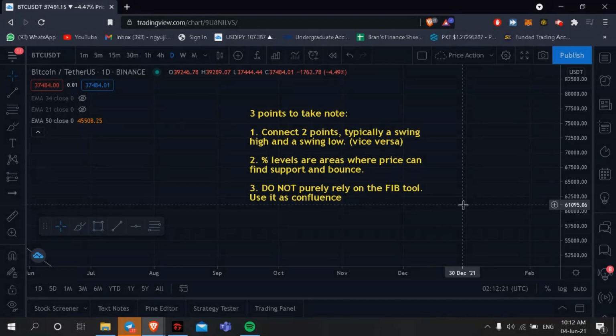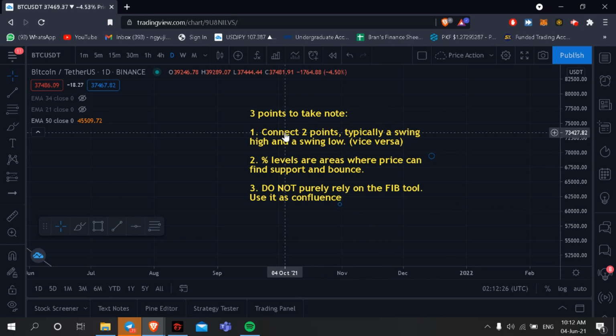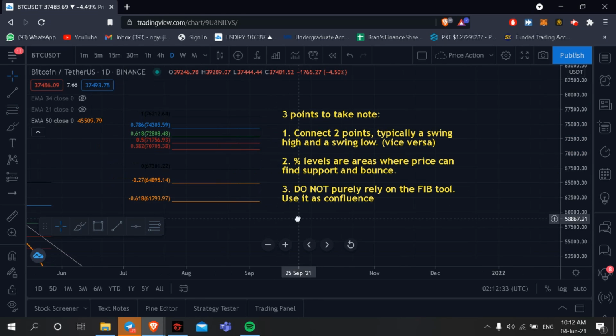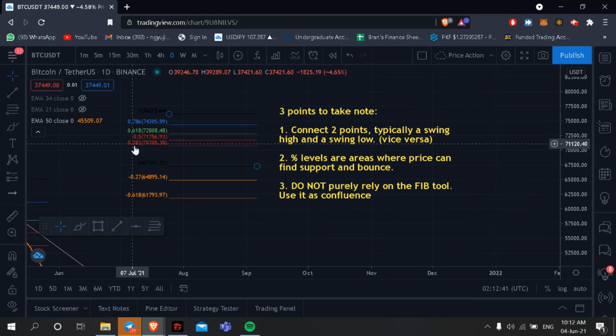Alright, so wrapping up, 3 points to take note on using the Fib tool. Typically we connect 2 points, a swing high and a swing low, or vice versa. And this is how you would see it. The settings, just copy from my video if you want to. The percentage levels are areas where price can find support and bounce. And which are the golden levels? Yep, the 0.5 and the 0.618 levels. These are the two key areas to watch out for.